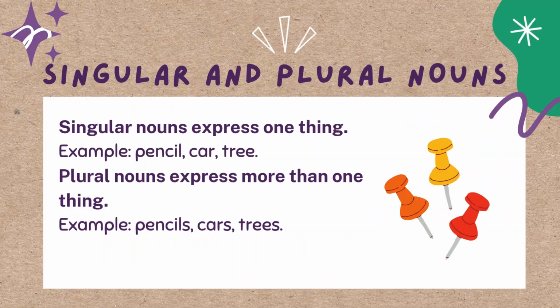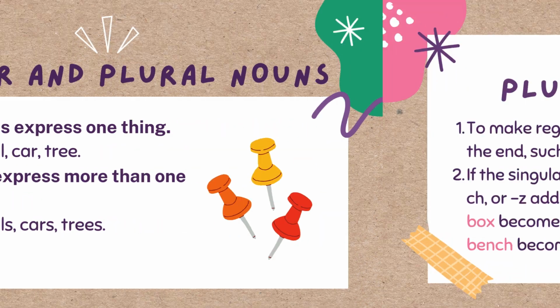It's time to have a talk about singular and plural nouns. Singular nouns obviously express one thing. For example, pencil, car, tree. Whereas plural nouns express more than one thing. For example, pencils, cars, trees.